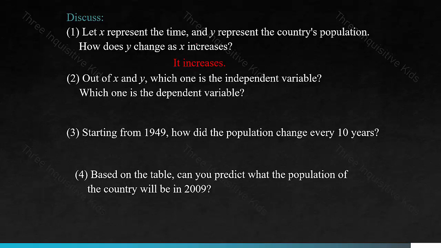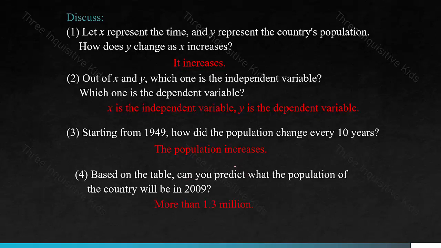Out of x and y, which one is the independent variable? Which one is a dependent variable? Well, x would be the independent variable. That's the year we are talking about. And y is the dependent variable. That's the country's population. Starting from 1949, how did the population change every 10 years? Well, the population increased. Based on the table, can you predict what the population of the country will be in 2009? So in 2009, it would be more than 1.3 million people. So that's a lot of people.